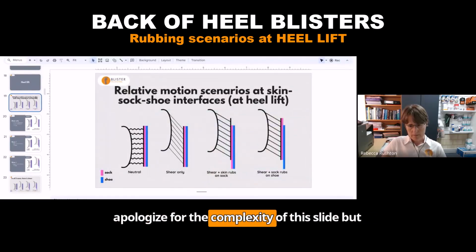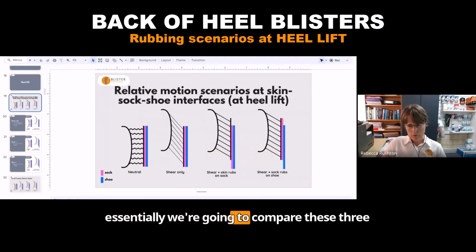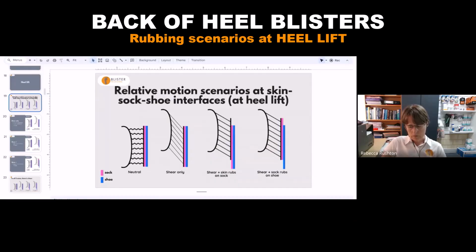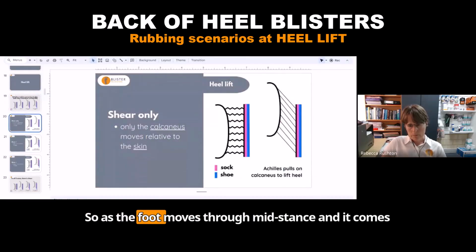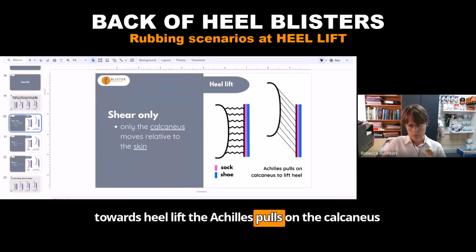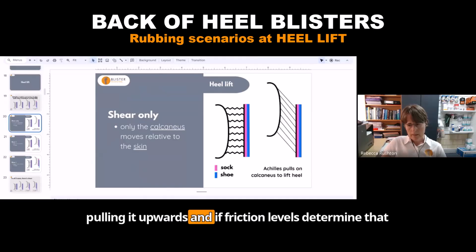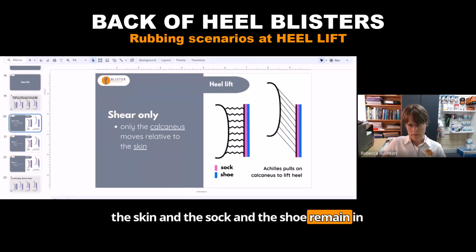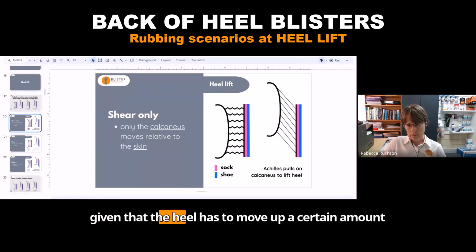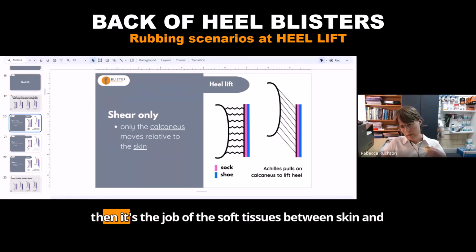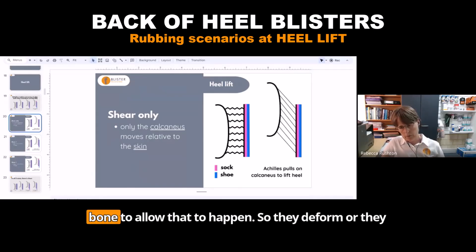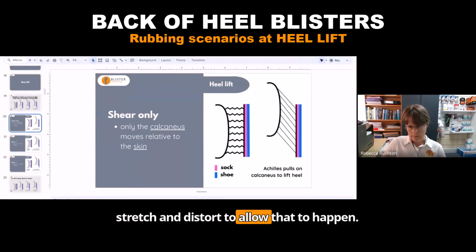Now, I apologise for the complexity of this slide, but essentially we're going to compare these three scenarios to the neutral or relaxed state. So let's have a look at each one. As the foot moves through mid-stance and comes towards heel lift, the Achilles pulls on the calcaneus, pulling it upwards. And if friction levels determine that the skin and the sock and the shoe remain in stationary contact, given that the heel has to move up a certain amount, then it's the job of the soft tissues between skin and bone to allow that to happen. So they deform or they stretch and distort to allow that to happen.